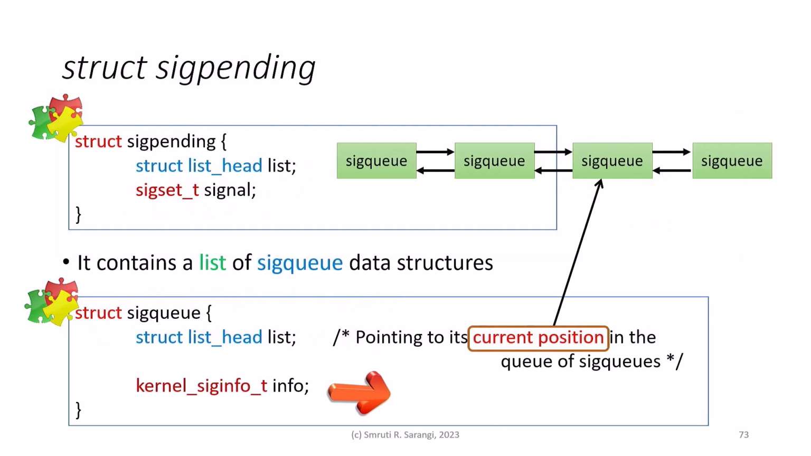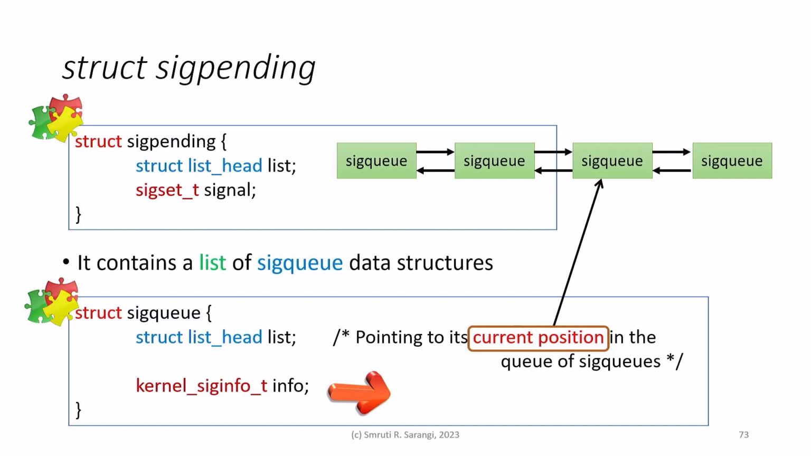So the ones that need to be handled. As the name suggests, there is a struct called sig pending, and sig pending points to a linked list, mainly because you want to have multiple pending signals, and each pending signal is actually a sig queue entry. So this is where things get complicated, right?